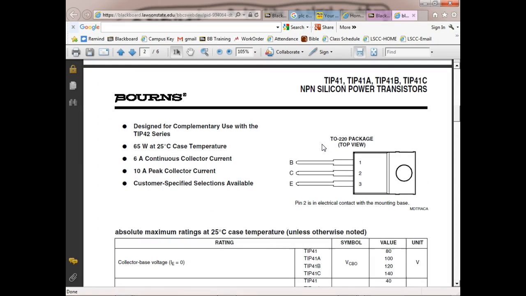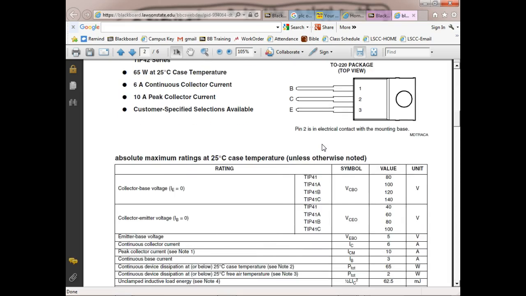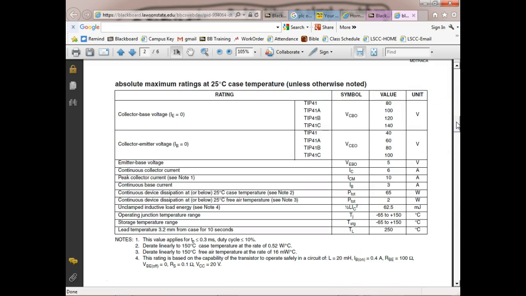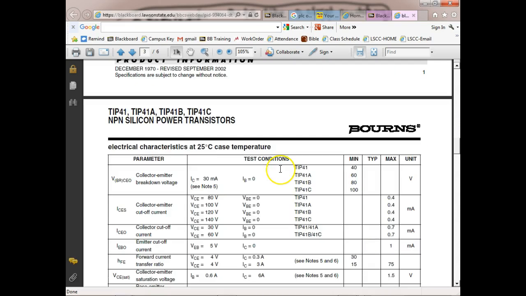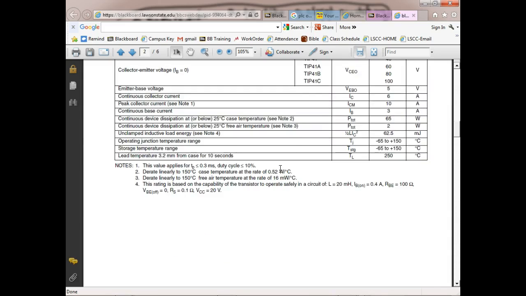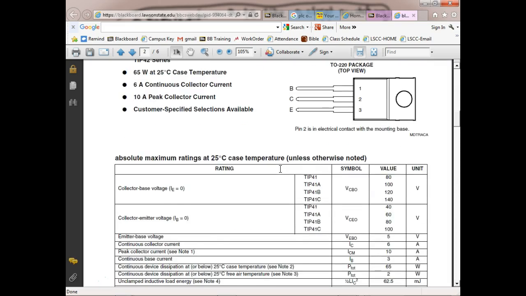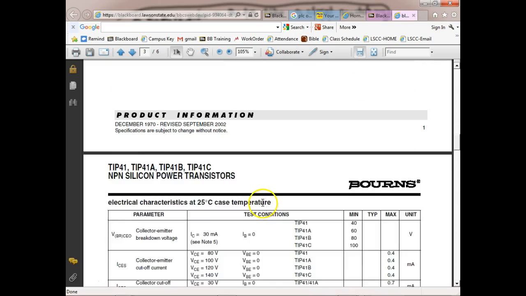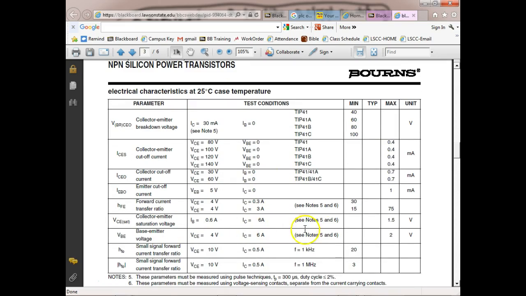So this is a TIP 41. It comes in a TO-220 package. And this guy here can handle a continuous collector current of 6 amps. They can dissipate continuous collector current, continuous current, continuous dissipation. So this one here can handle 65 watts. Voltage collector to emitter saturated. So this guy right here, when it's saturated, it's going to drop a maximum of 1.5 volts.